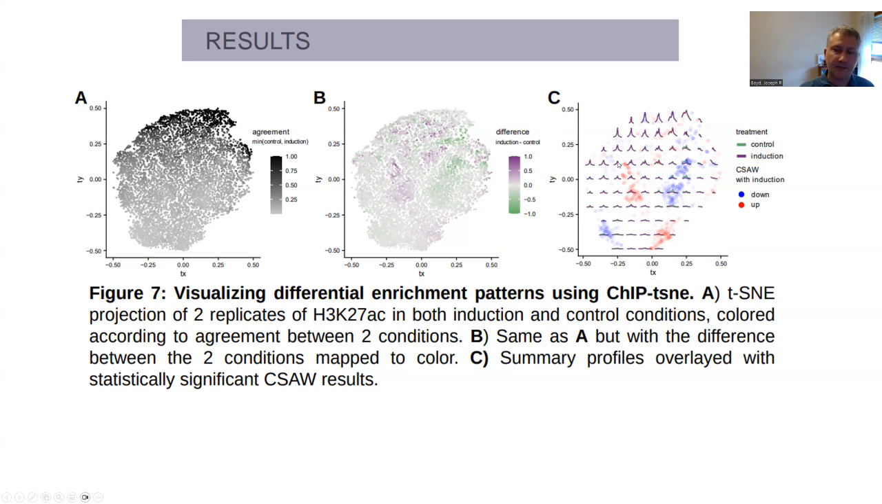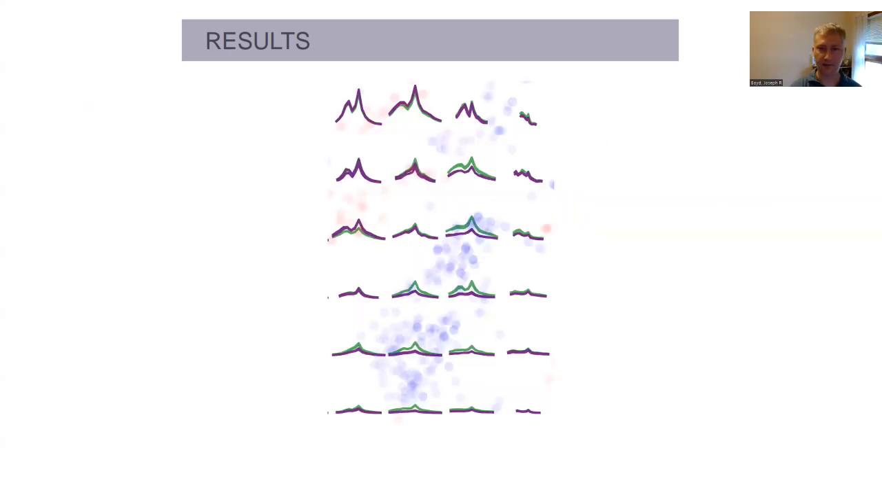And then in C, we're doing the same kind of summary profile that we had shown previously, but overlaid with statistical differential calls from Seesaw, which is our package for doing differential comparisons in ChIP-seq. This is just a quick detailed view so you can better see the differences in this local region.